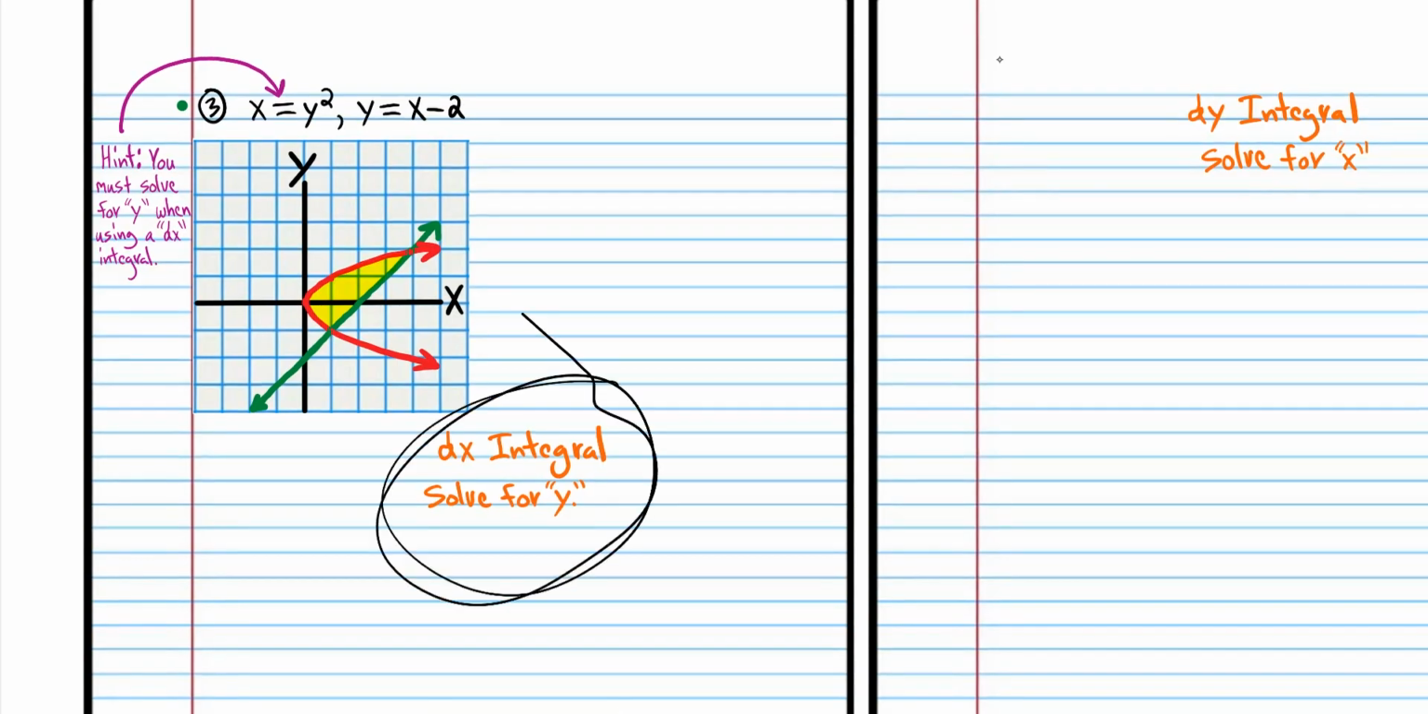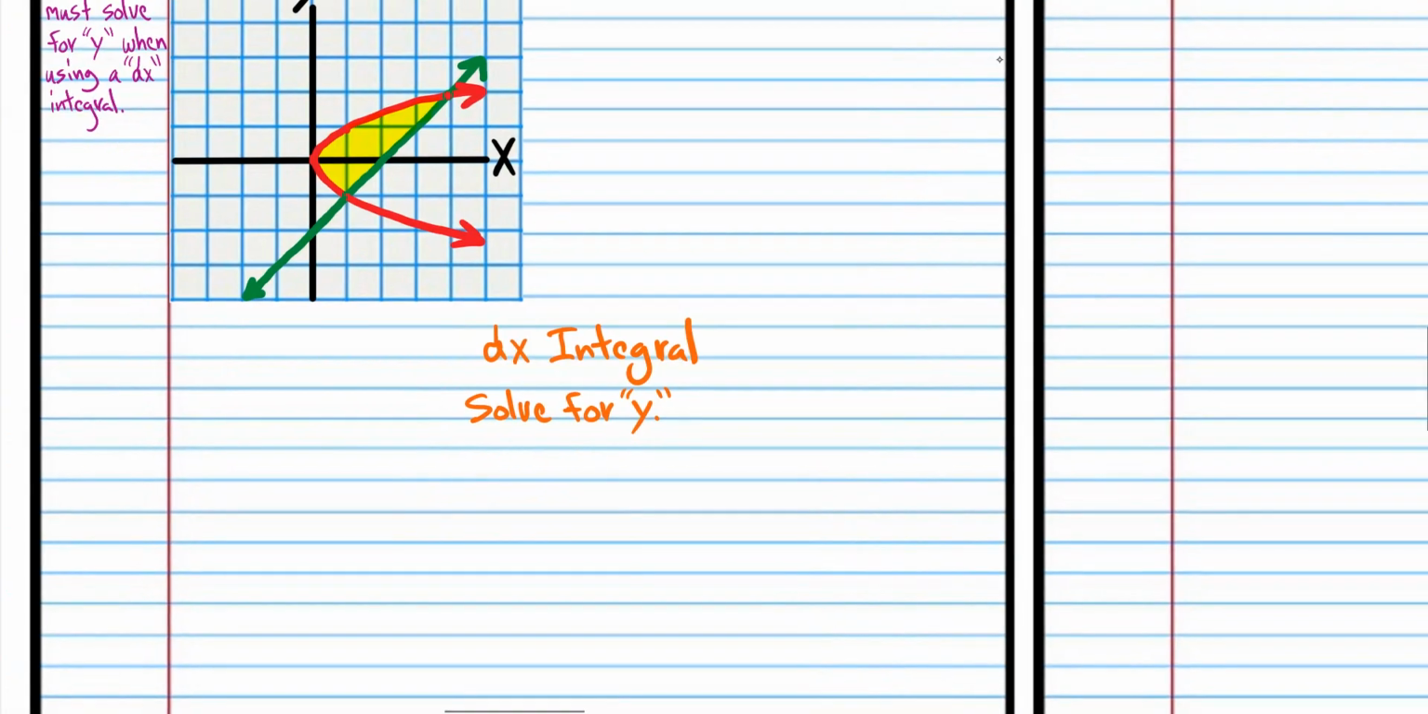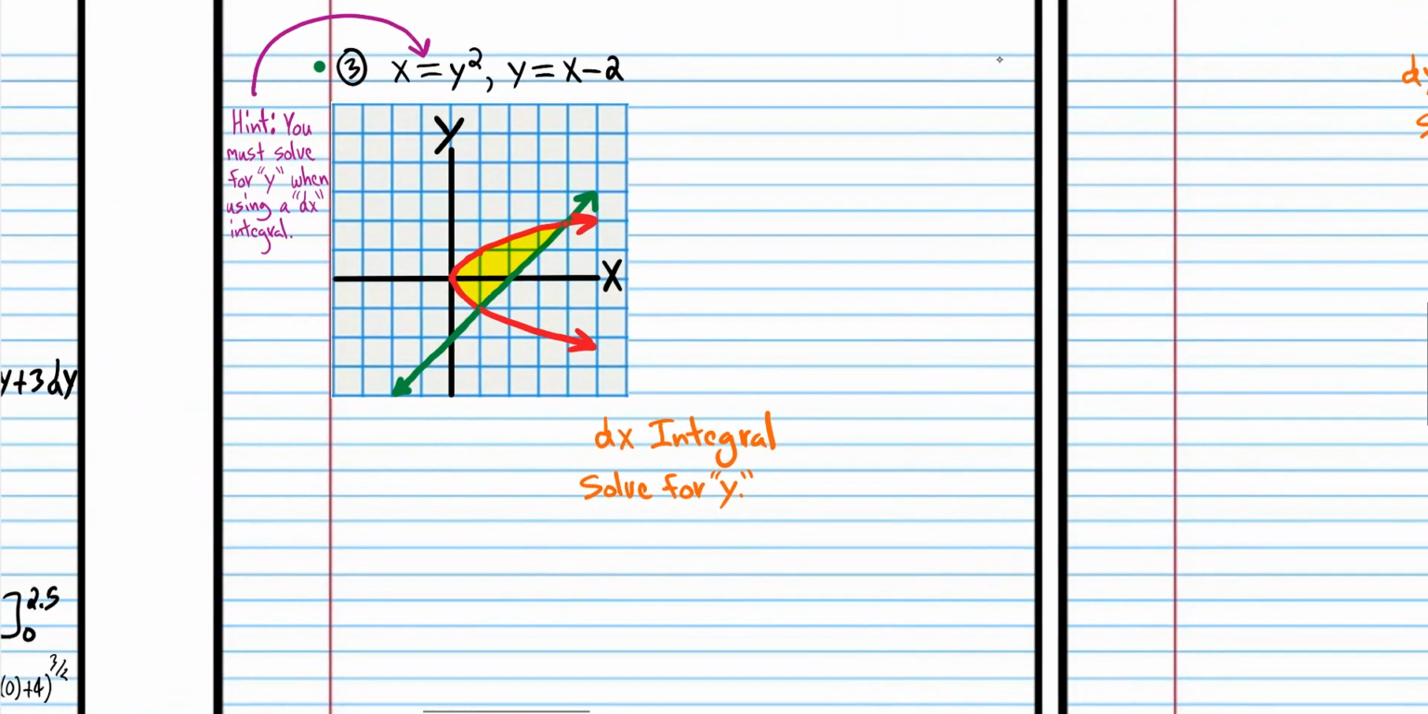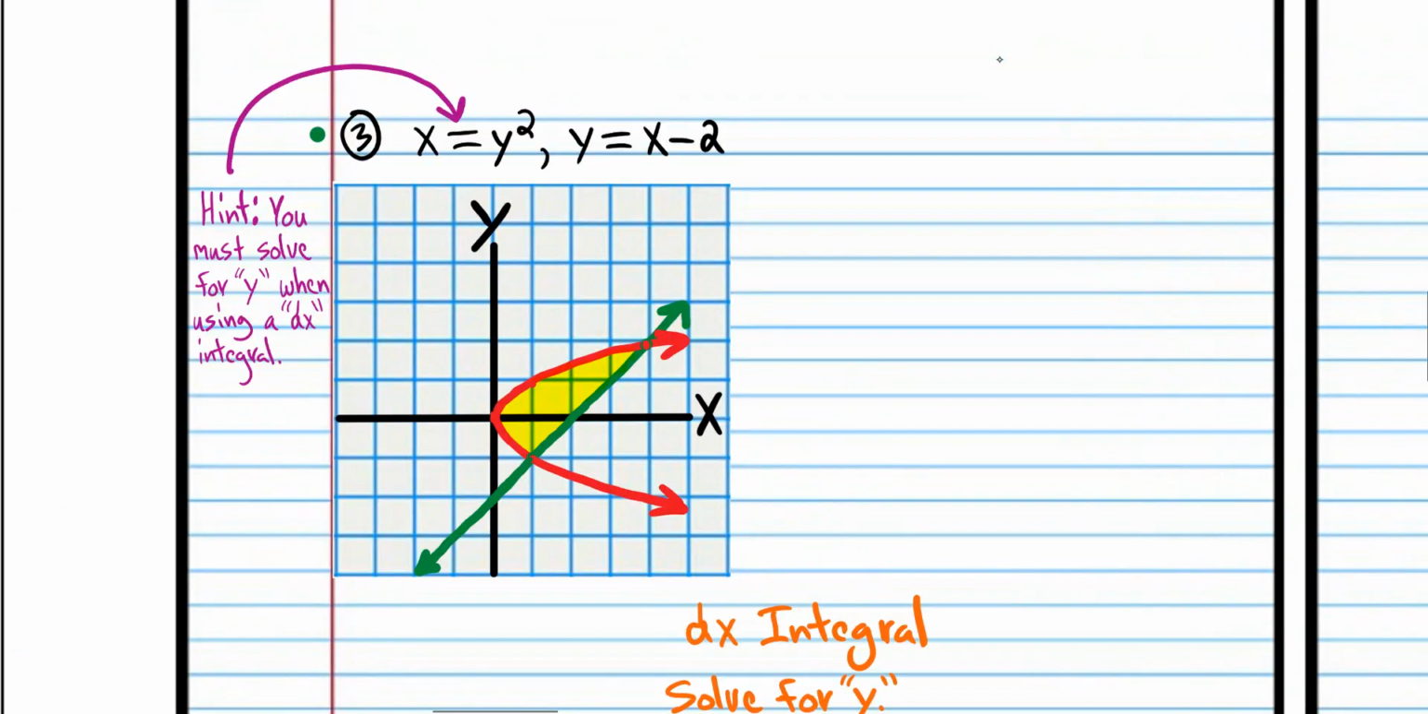When using a dx integral, remember you have to solve for y. So when you solve for y, you're going to have plus or minus root x. You're going to need to know if you're going to use the positive root x or the negative root x.